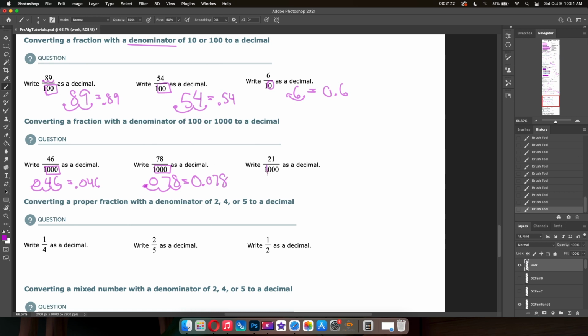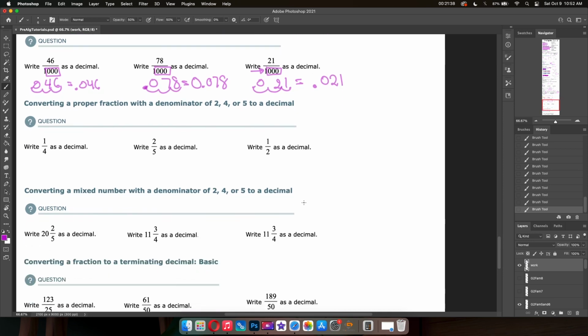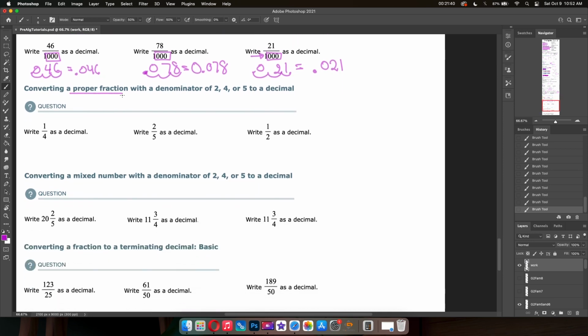0.078. How many zeros are there here? Three again. Wow, they're not subtle here. So that becomes 21, and I move it over 1, 2, 3 places. So my answer will be 0.021. And again, you read that as 21 thousandths, because that's three decimal places. And because it's thousandths, that makes sense, because that is the number thousand. So next, converting a proper fraction to a denominator.